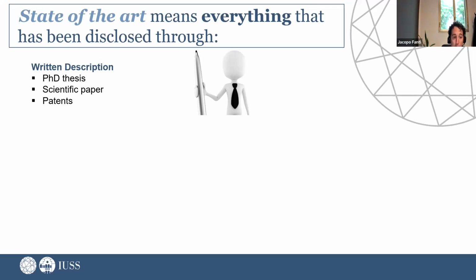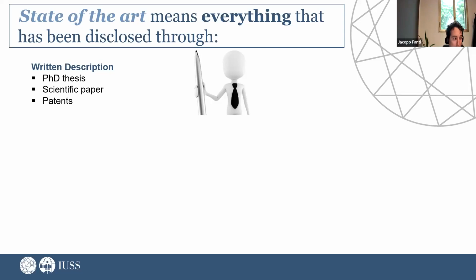Otherwise, you cannot protect your invention. Also, a scientific paper could be conceived as a disclosure of your invention. So in case you already published a scientific paper related to the research result that you are developing during your PhD course, probably you are not in the position to file a patent application claiming that research result, because you already made it available to the public since you published the scientific paper.